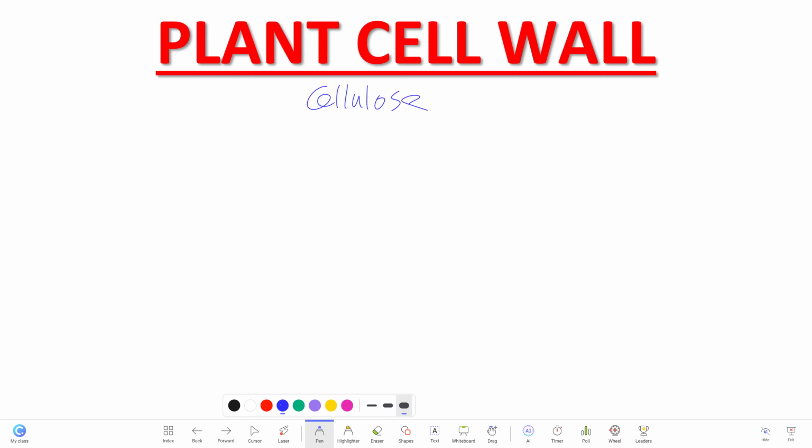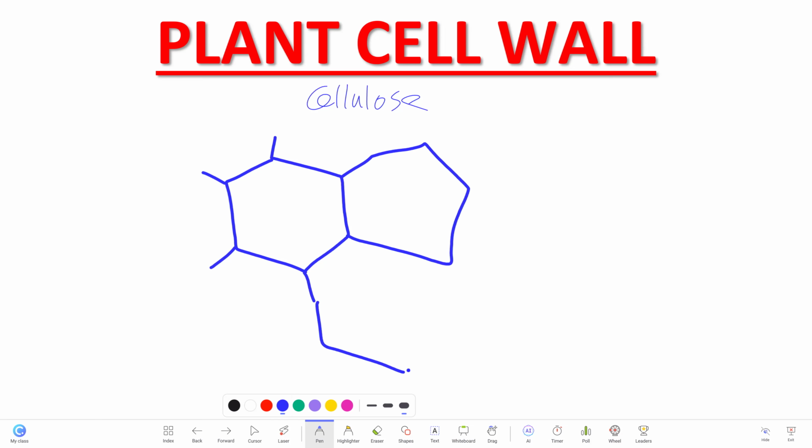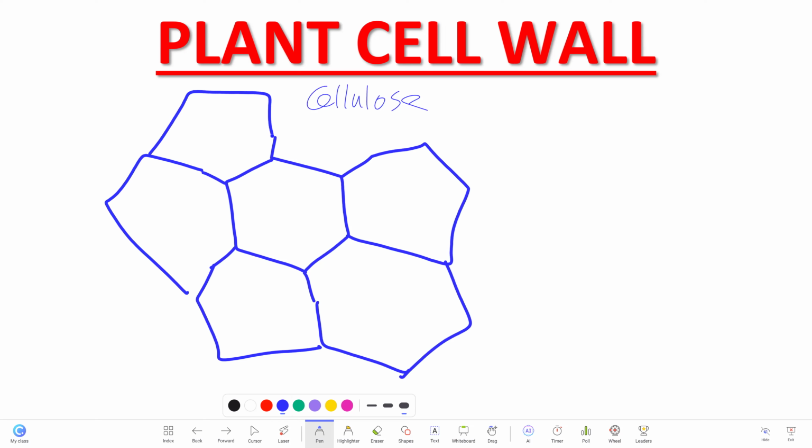Cellulose. Okay, look at this. Let's say this is a plant cell. Next to this plant cell, you will find another plant cell. See, the cells are stuck to each other. Let's call this cell A. Cell A is surrounded by 1, 2, 3, 4, 5, 6 cells.